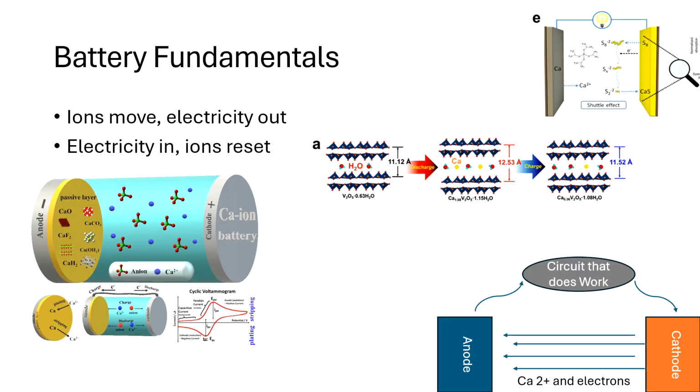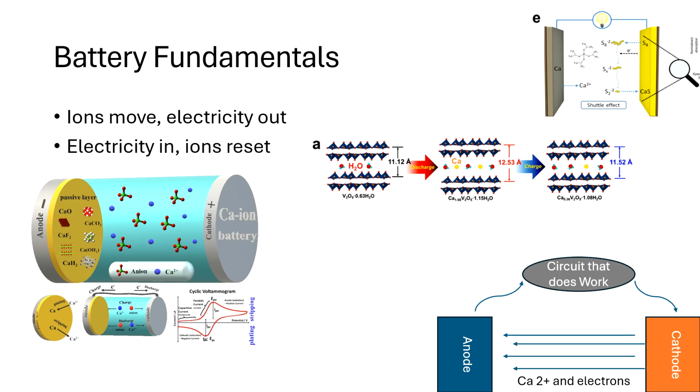Let's really quickly go over how a battery works. The quickest way to describe it is ions move from one end of a battery to the other, either releasing or collecting electrons in the process. The electrons that are released then go into a circuit that can do work.